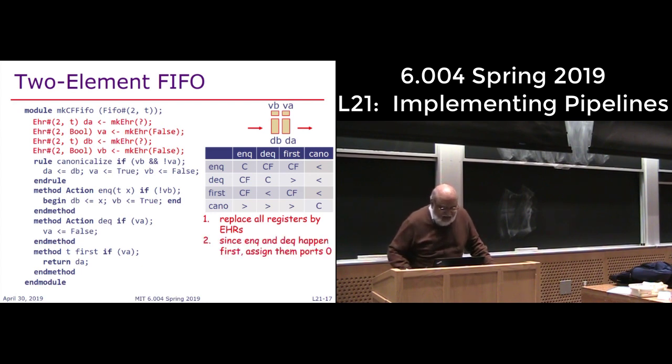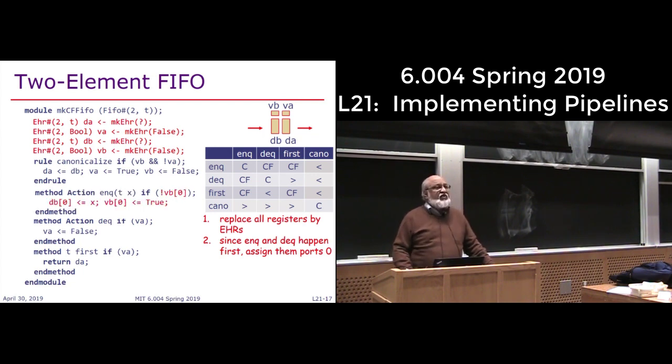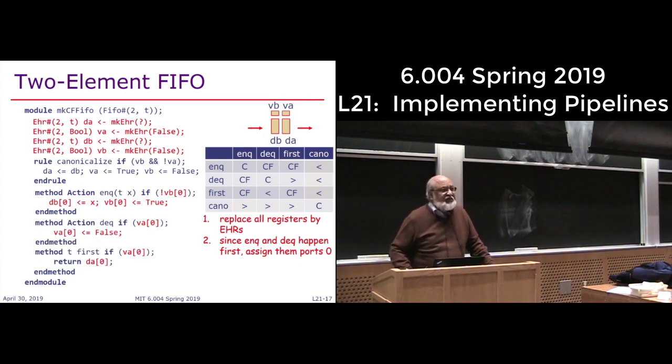And since NQ and DQ happened first, assign them 0 ports. So that's what I'm doing here. It's pretty mechanical, because it happens first, so you just make all the ports 0 in it. DQ is also happening at the same time, it's conflict free, so everything is zeros. And then when you go and look at the canonicalized rule, everything will become port 1.